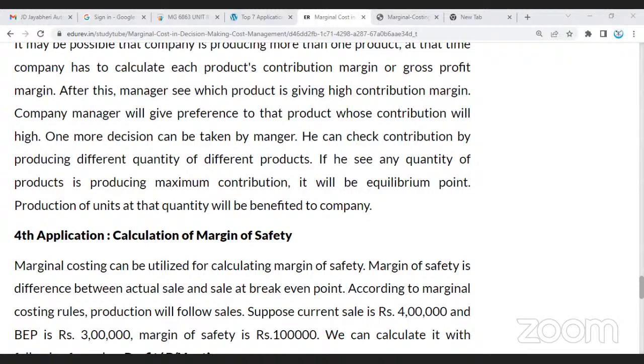So let's understand this concept using an example. One example is given. The directors of a company are considering sales budgets for the next period. The following information is shown to the management: the marginal product cost and contribution per unit. There are two products, and the total contribution resulting for each product.